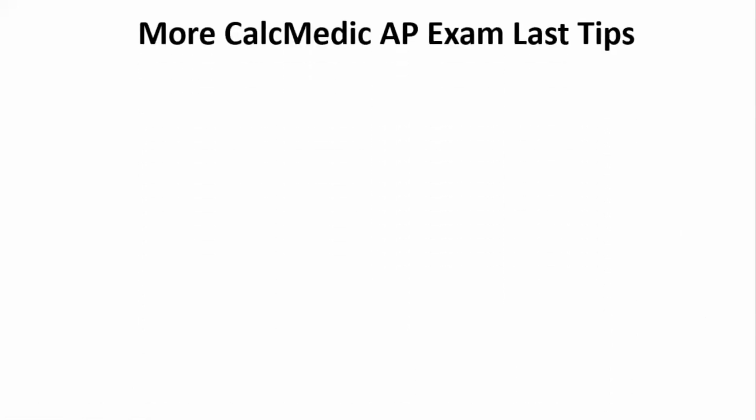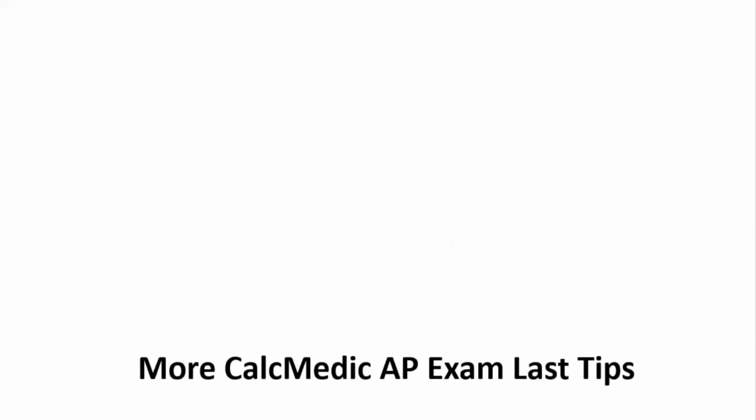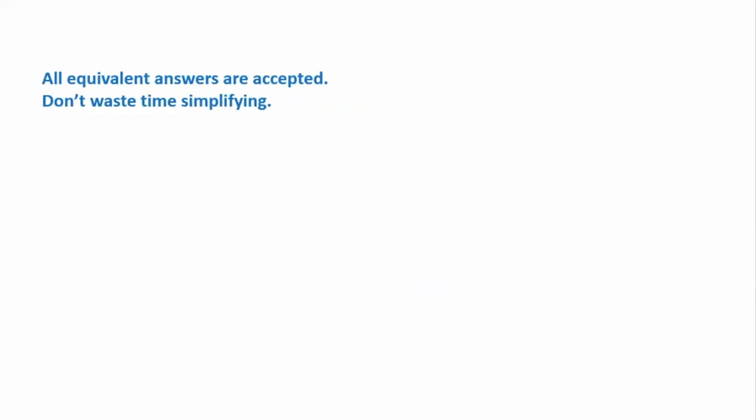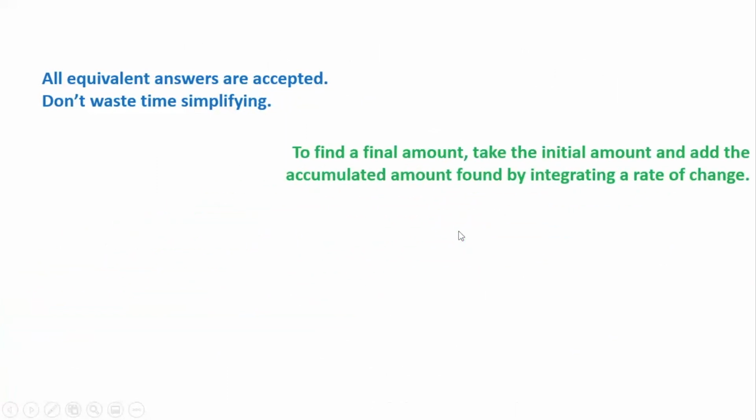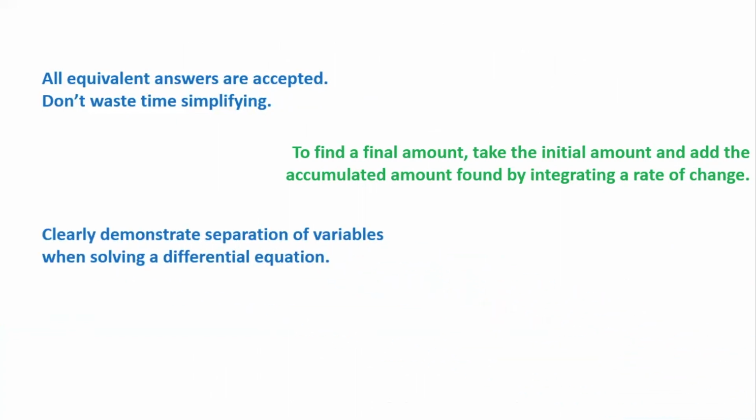And we're back for more CalcMedic Last Tips. All equivalent answers will be accepted. Don't waste time simplifying. To find a final amount, take the initial amount and add the accumulated amount found by integrating a rate of change.